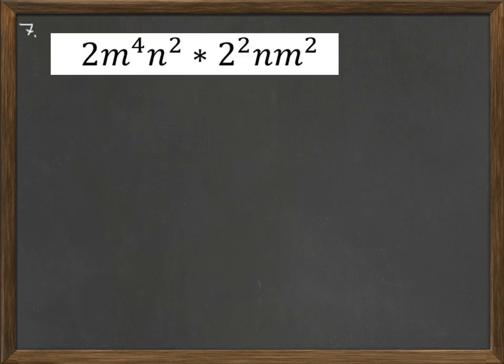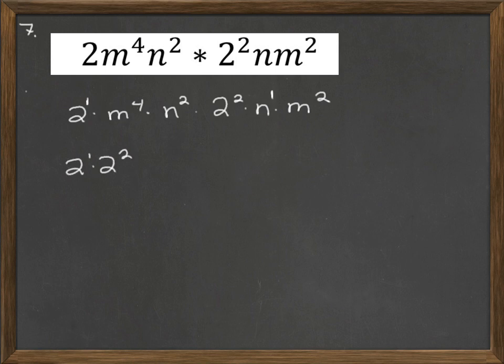All right, let's do another example. Again, please pause this video, try this out on your own, and then unpause it to see if you are correct. So we have 2 times m to the 4th times n squared times 2 squared times n squared. So let's put a 1 here and a 1 here just to remind ourselves what those exponents are. And then let's go ahead and start rearranging our terms.